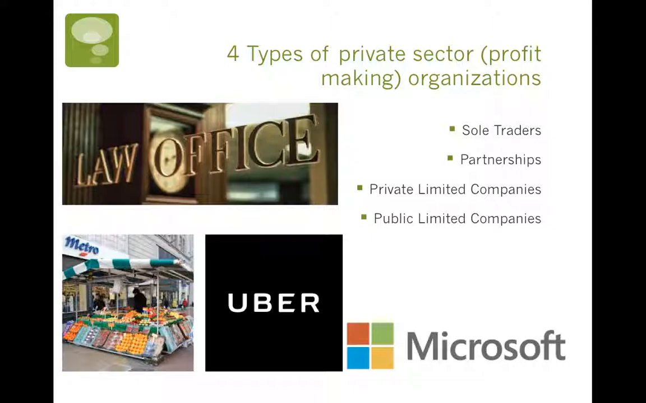Then we have private limited companies, and my example on this screen here is Uber. Uber is still a private limited company, which means that they don't trade on the stock market, but they do have limited liability. Limited liability means that the finances of the company are held separately from the finances of the individual owners. So if the business goes bankrupt, it's not the individual owner's bank account that has to pay the debts.